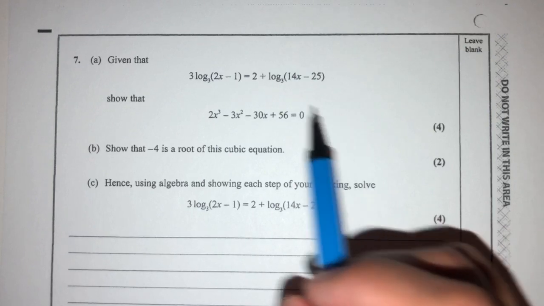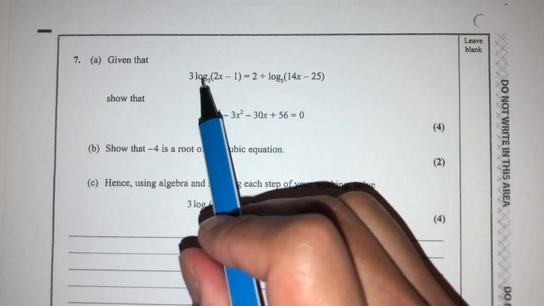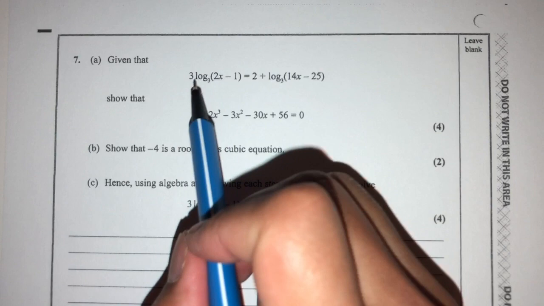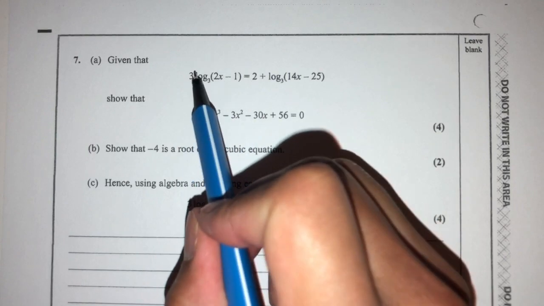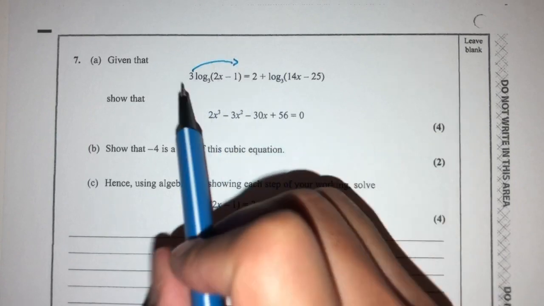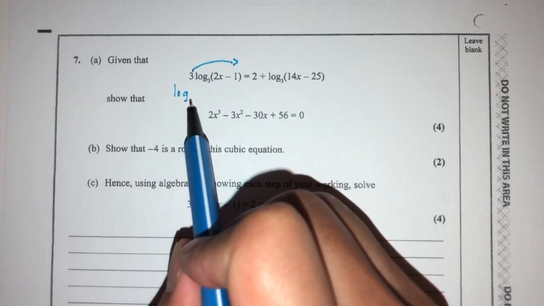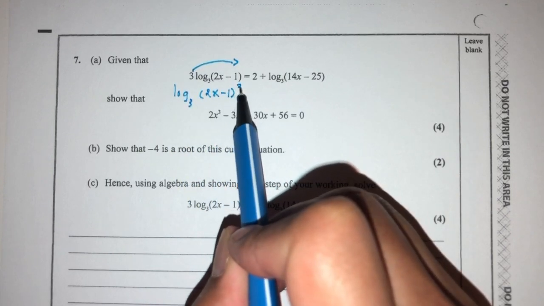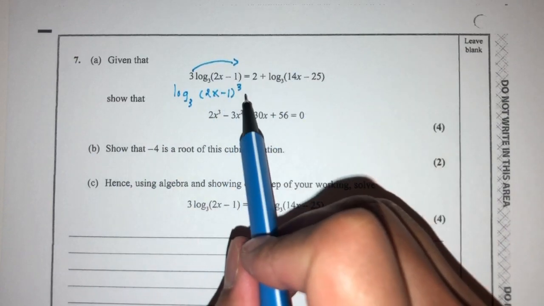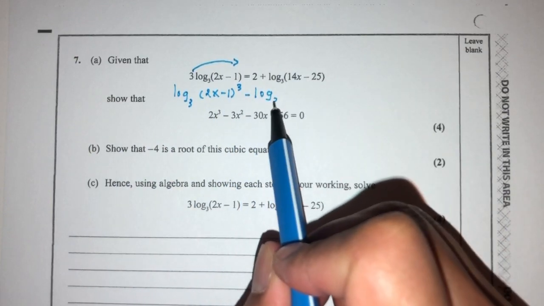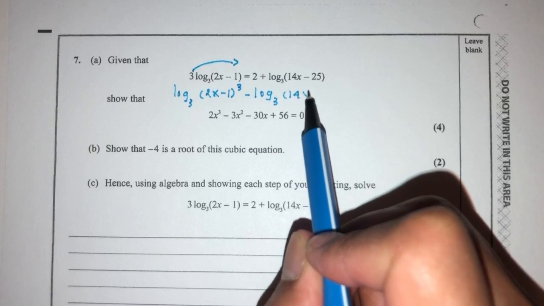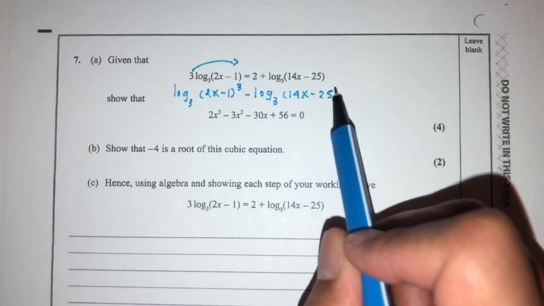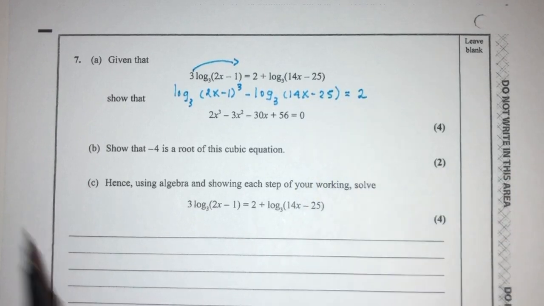So I would say the first thing we can do is send all the logs to one side, right? So here we can first try to simplify this. Here we can send this on top. You will have log base 3 of (2x minus 1) to the power 3, right? Send this over here, it becomes minus log base 3 of (14x minus 25), equal to the value of 2.